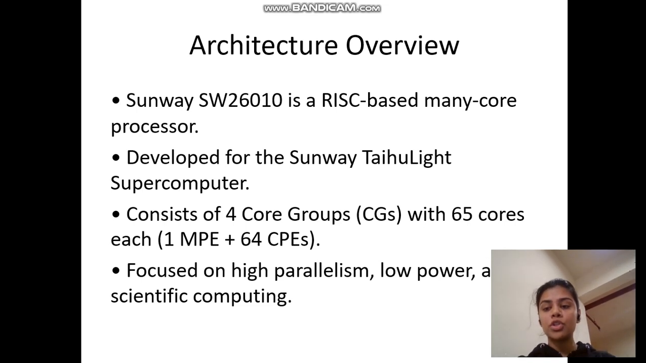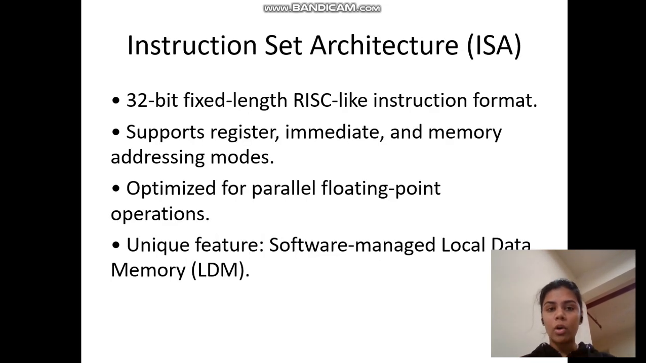The Sunway SW26010 is a RISC-based many-core processor developed in China for the Sunway TaihuLight supercomputer, which actually became the world's fastest supercomputer in 2016. The processor has four core groups. Each group contains 65 cores, one management core called MPE, and 64 computing cores called CPEs. It's designed mainly for high parallel performance, low power usage, and scientific or research-based applications. So this was all about the architecture overview.